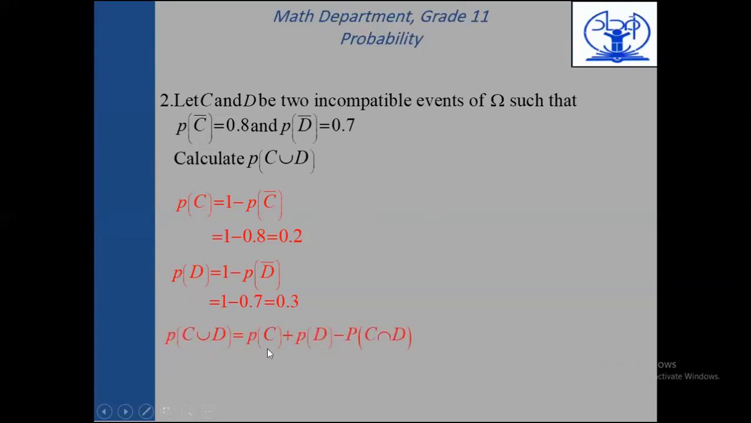Now, to find the probability of C union D, you apply the rule: probability of C plus probability of D minus probability of C intersection D. But what's remarkable here about C intersection D is that it's the empty set, and the probability of C intersection D is 0 because we are given that the events are incompatible. Plugging in the values, you will get 0.5.